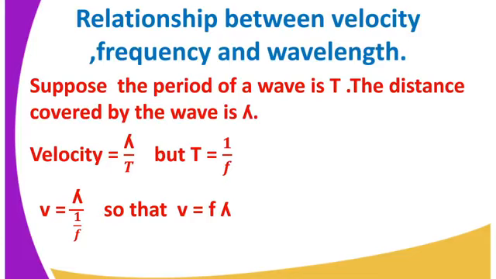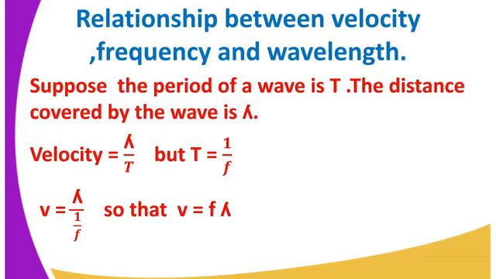But from the calculations of wave motion, if you want to get the frequency, then t is given by 1 over f. T is given by 1 over f. Meaning that in the formula where we have velocity is equal to lambda over t, replace the value of t with 1 over f to get that v is equal to lambda over 1 over f.